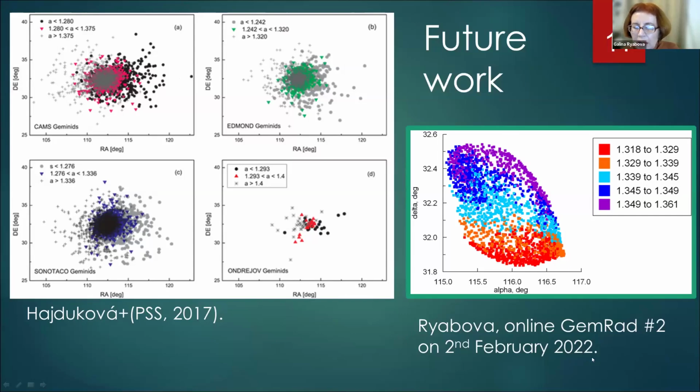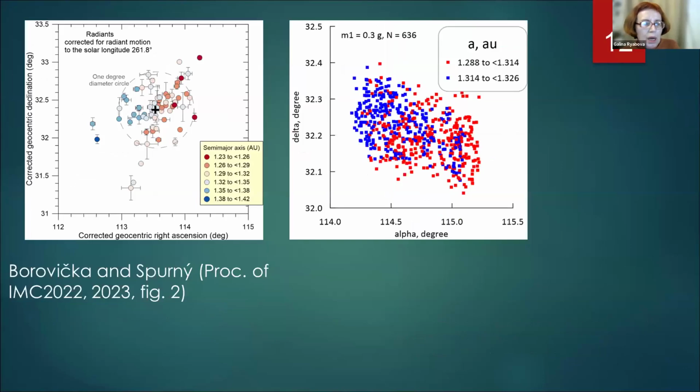Okay, I reported this in an online seminar for a narrow circle of colleagues. And now this is what Borovička and Spurný published. I think that it is a more precise picture, with semi-major axis from shorter to longer, like a diagonal. And this picture I made yesterday, from shorter to longer. What do you think? It looks similar, doesn't it?